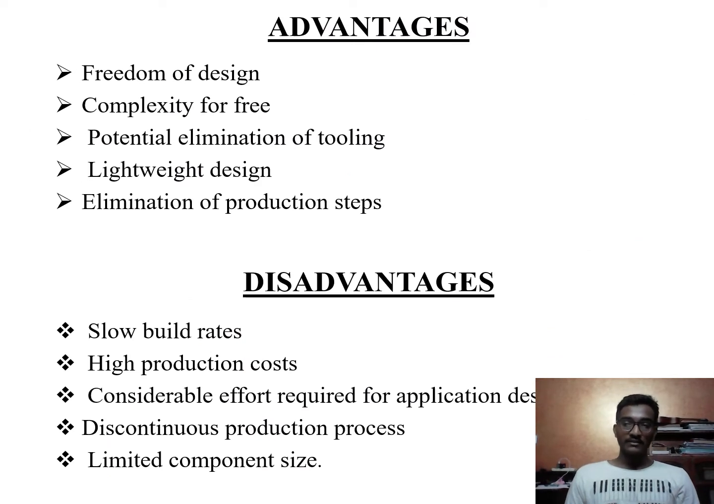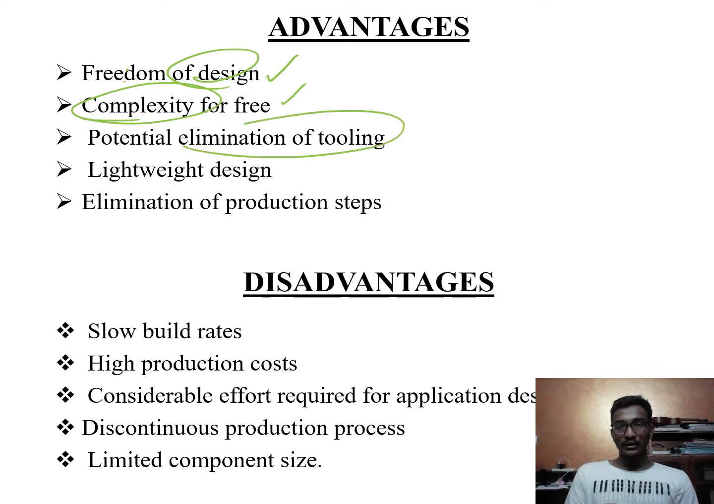So let us see what the advantages and disadvantages are. In every process there are some advantages and some disadvantages. It's the same in additive manufacturing also. So what are these? First is freedom of design, so we can design whatever we like. And complexity, any complex part can be made. And elimination of tooling, so it can be done without any tooling. And lightweight design, so we can get it very lightweight.